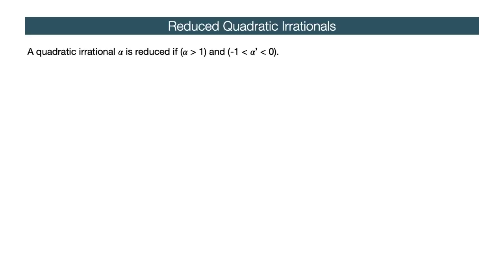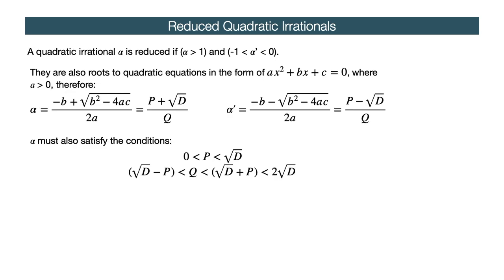Reduced quadratic irrationals. A quadratic irrational alpha is reduced if alpha is greater than 1 and its conjugate is between -1 and 0. They are also roots to the quadratic equations in the form of ax squared plus bx plus c is equal to 0, where a is greater than 0. So the conjugate is just the other root to the equation.